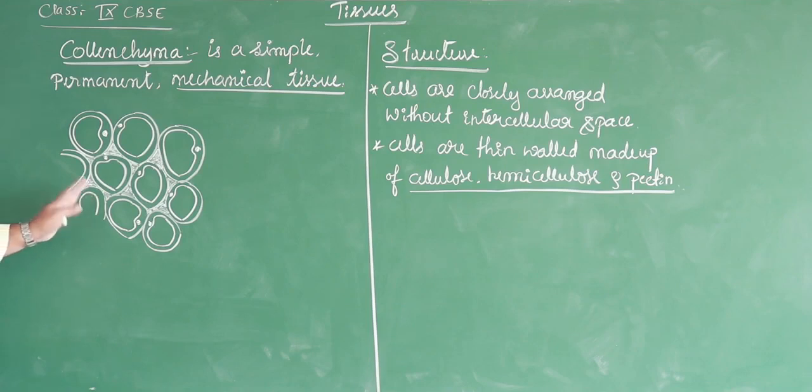Coming to function, the main function of collenchyma is to provide mechanical support, and collenchyma cells contain chloroplasts. They help in synthesis of food, that is, they undergo photosynthesis. This is about collenchyma.